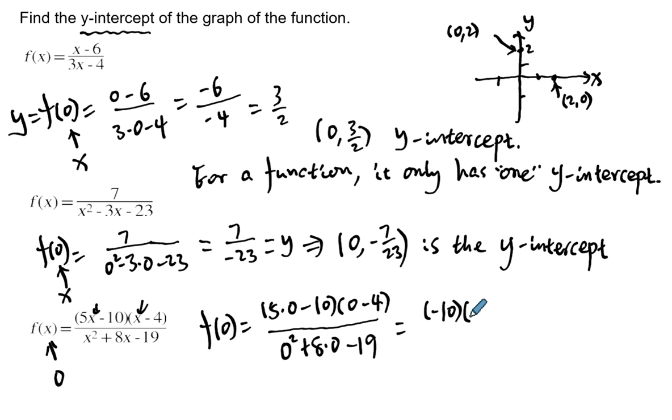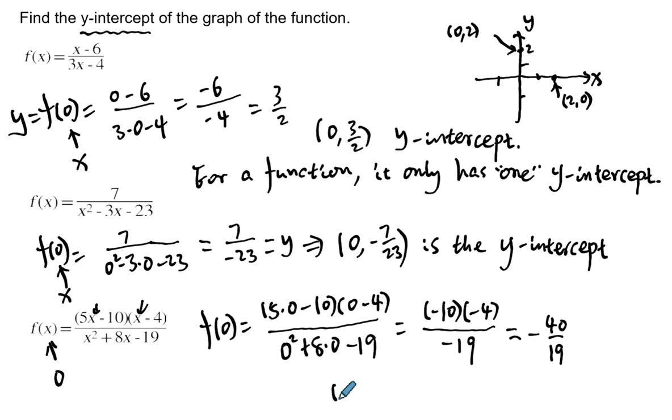And here, 5 times 0 is 0. Okay, minus 10, so you have a minus 10. 0 minus 4, that's negative 4. Downstairs, 0 squared is 0. 8 times 0 is 0, so you have a negative 19 here. Okay. So, 3 negatives. You have what? Negative. And there is 40 over 19.